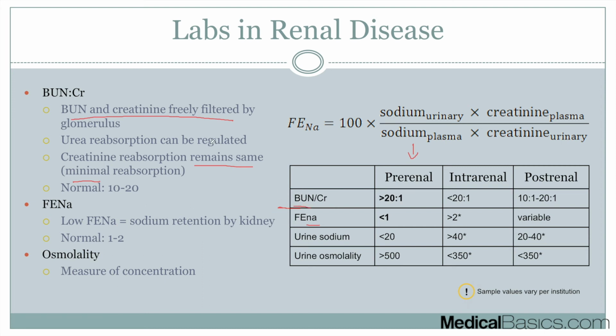So urea reabsorption can be regulated. The way I like to think about this, which may not be how it actually is physiologically, is that when you have low intravascular volume, when you have dehydration, specifically in prerenal disease, you're going to hold on to everything. You have more time to reabsorb, so you're going to hold on to all this urea. So your BUN to creatinine ratio is going to go up, simply because the BUN is up and the creatinine is the same. That's how I like to think of prerenal disease, specifically for the BUN to creatinine ratio.